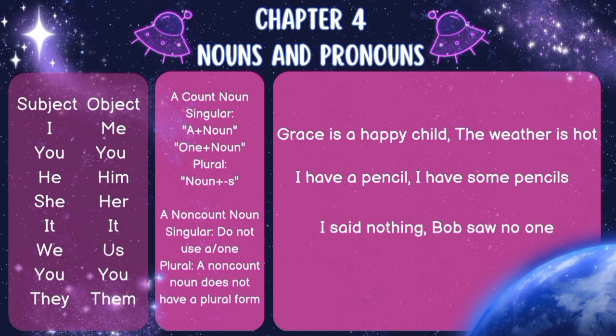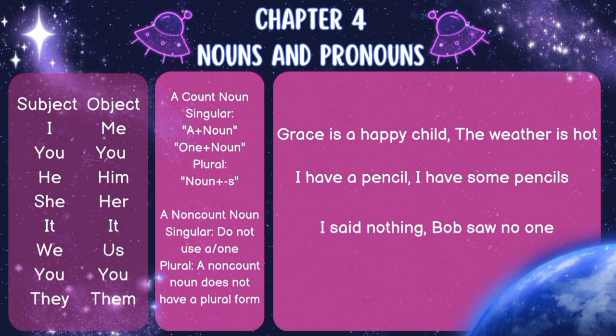Using a or an versus some. A or an is used in front of singular count nouns. Some is used in front of plural count nouns. For example, I have a pencil. I have some pencils. Measurements with non-count nouns. Units of measure are used with non-count nouns to express a specific quantity. For example, a glass of, a cup of, a piece of.